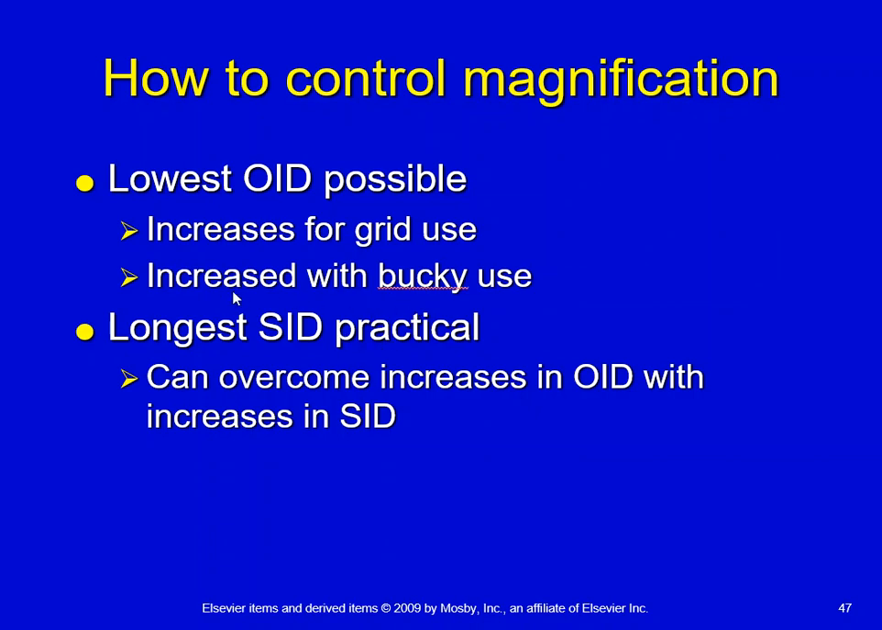And then we're going to utilize the longest SID practical. So 72 inches for a KUB is not practical. In order to achieve a 72-inch SID for a KUB, a supine KUB, what you would have to do is put the patient on the floor. There's nobody in our class that would be able to reach up 7 feet. And as a matter of fact, our towers won't telescope up to 7 feet from the image receptor with the image receptor in the table. So it's important to understand longest SID practical. You can't get the longest possible SID on every image.